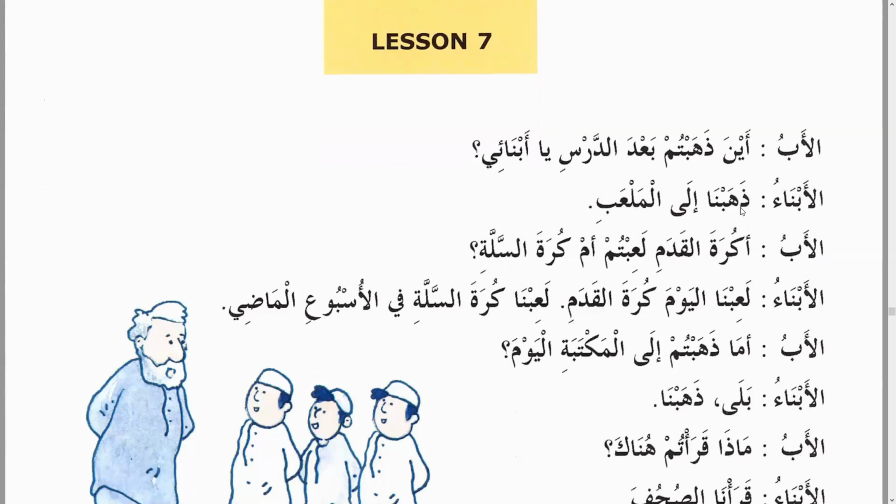So the son says, ذهبنا. We went to the ملعب. We went to the playground. ذهبنا. فعلنا. Right, so we've already done all the verb conjugations, so it should be easier, no? Inshallah. ذهبنا. We went to the playground. ذهبنا إلى الملعب.